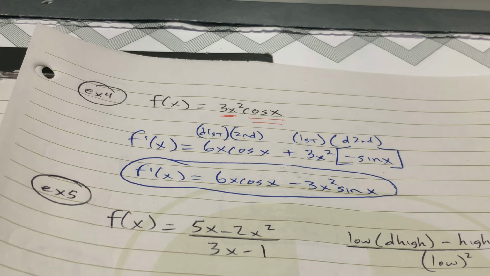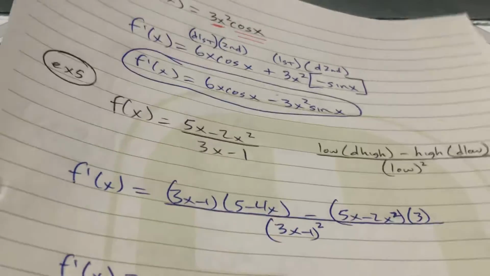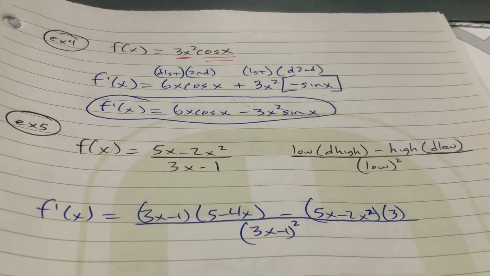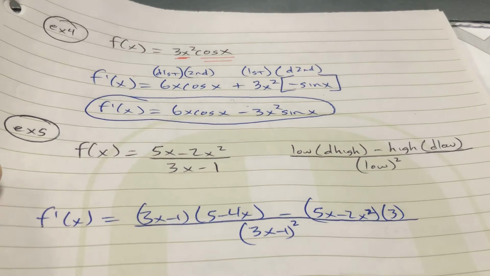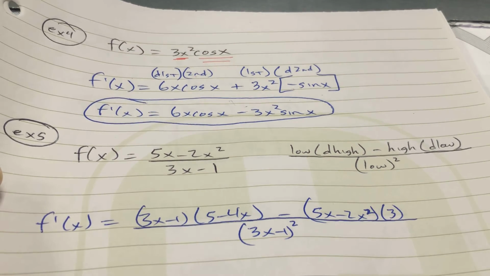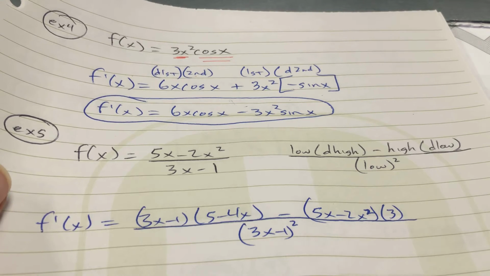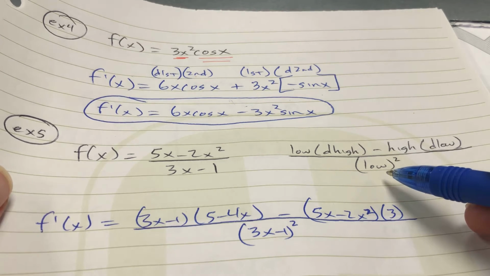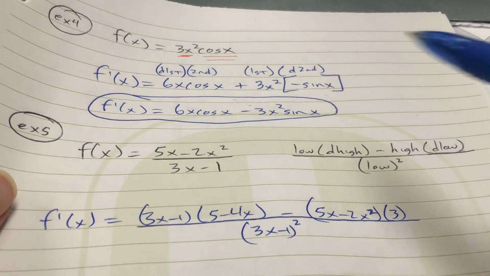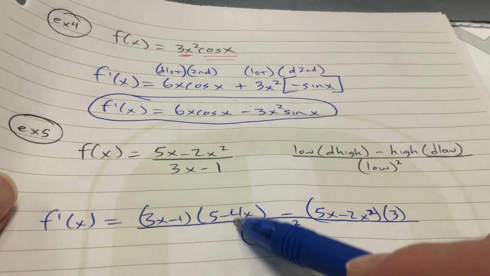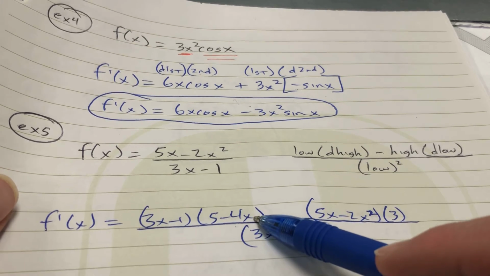Take a look at example 5 here, our first quotient rule question. All right, quotient rule. Low d high minus high d low all over the square of what's below. All right, low would be the denominator. Okay, so quotient rule says take the denominator, multiply it by the derivative of high, derivative of the numerator.